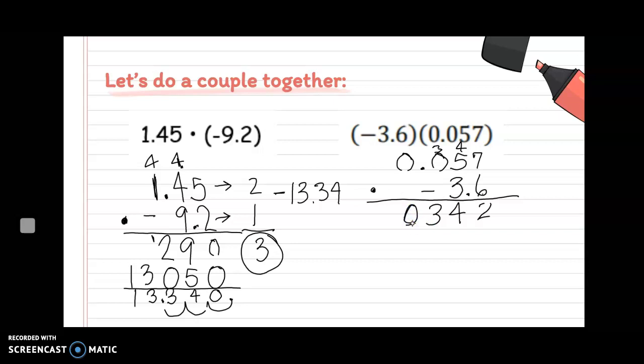Now I'm going to come down here and I'm going to put a 0 since I've already used this decimal number right here. Now multiply. 3 times 7 is 21. I'm going to carry my 2 in place of where I did carry a 4. 3 times 5 is 15, plus 2 is 17. Write down my 7. Carry a 1. 3 times 0 is 0, plus 1 is 1, and 3 times 0 is 0. Now I'm going to add these together.